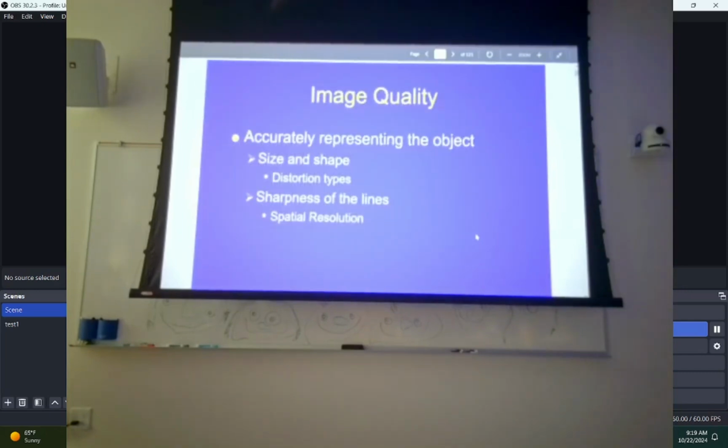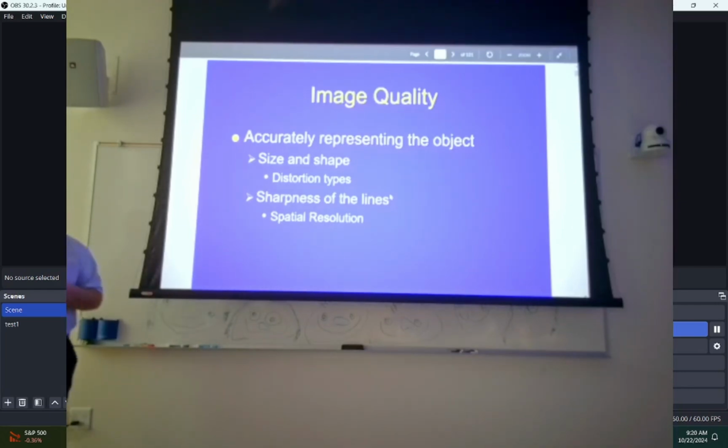Image quality is just accurate representation of the size and shape of the anatomy or the structure that we're trying to look at. So we're going to talk about different types of distortion and different types of resolution. The sharpness, spatial resolution, is the first thing we're going to talk about. Spatial resolution is the sharpness of the image, the lack of fuzziness. Sometimes you'll hear the wording like this: the fidelity with which the structural integrity is represented.